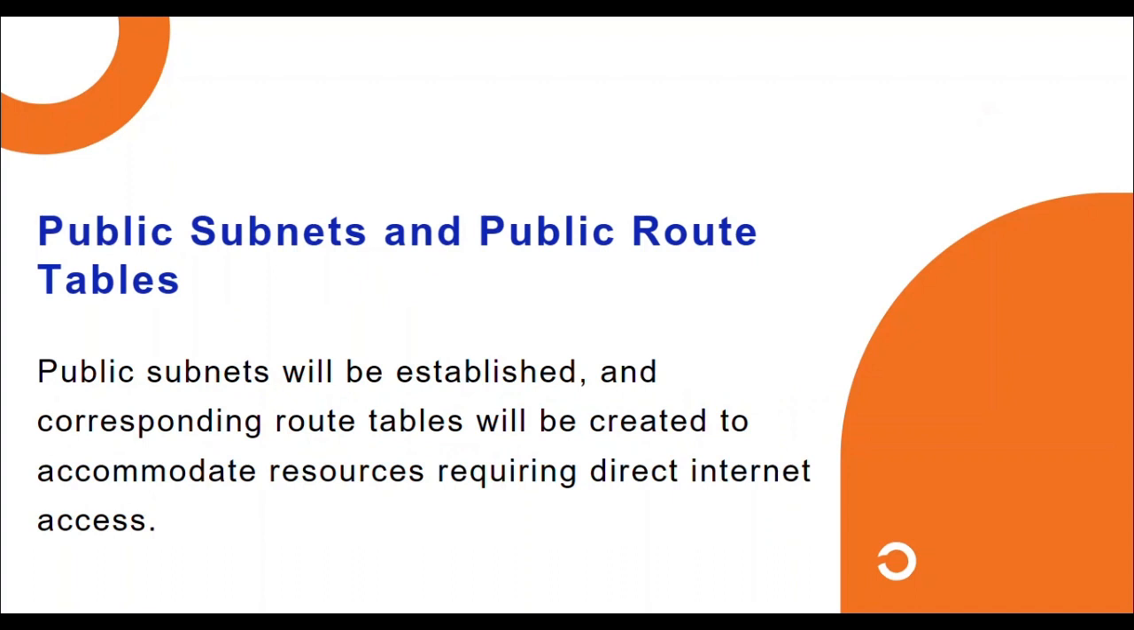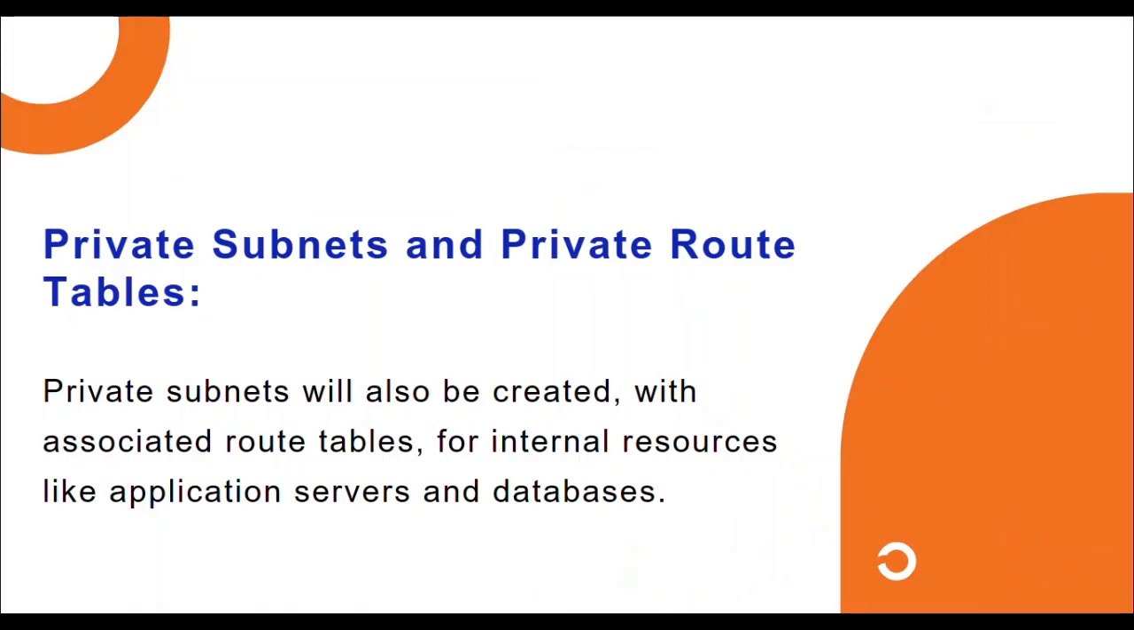The next component is to create public subnets and public route tables. Public subnets will be established, and the corresponding route tables will be created in order to accommodate resources requiring direct internet access. And then we're going to be creating private subnets and private route tables. We'll link or route these so that our internal resources like application servers and databases will be secured.